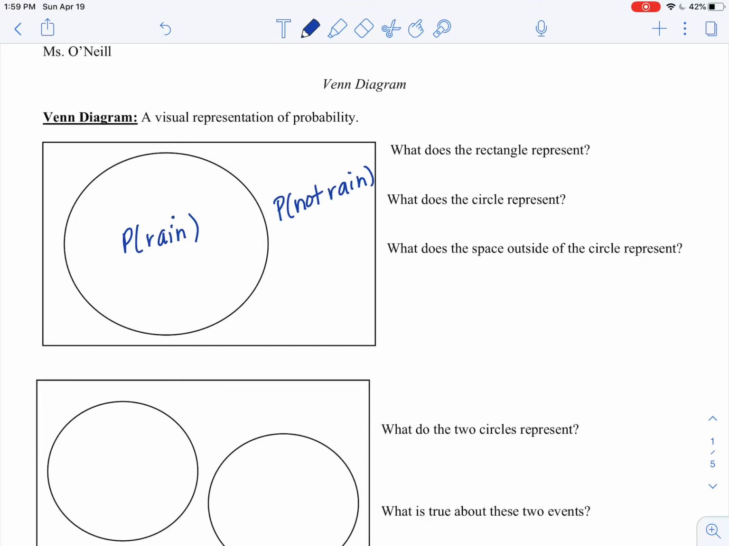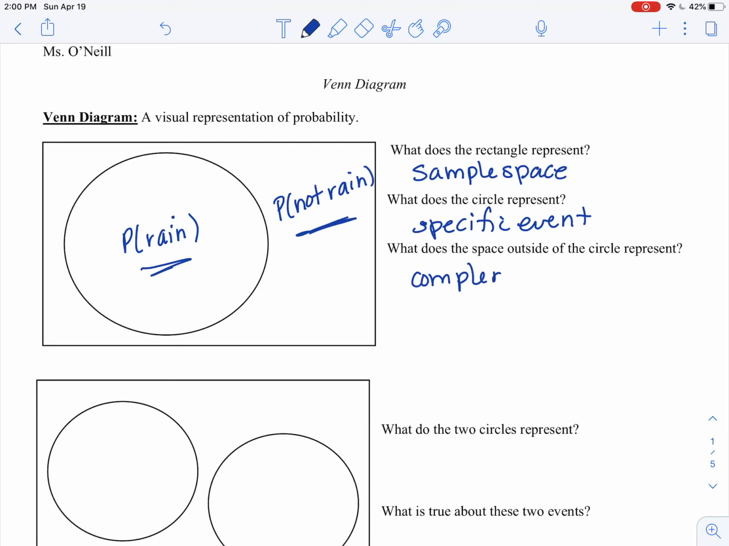And as we mentioned before, when you add up all the events in a sample space, they add up to be 1. Also, if you add up complements, they add up to be 1. So if I add up the chances of it raining and the chances of it not raining, all of that is going to add up to equal 1. Okay? So what does the rectangle represent? It represents the entire sample space. What does the circle represent? It represents a specific event. And what does the space outside of the circle represent? The complement, like the "not" probability.